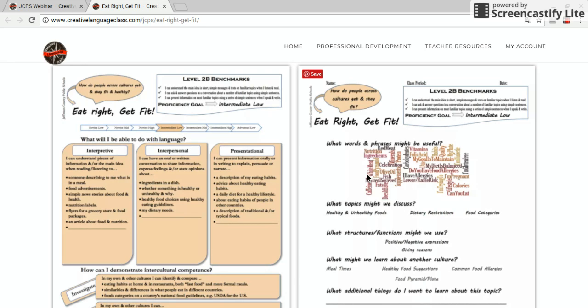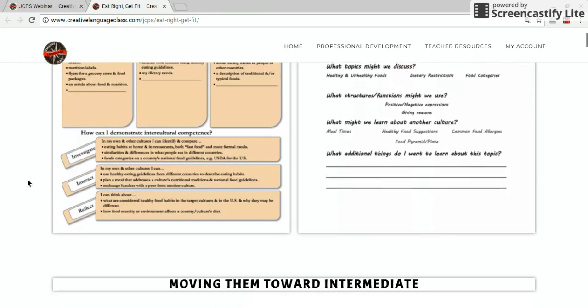So let's get right into it. I think the most important thing when looking at any unit is focusing on that proficiency goal. There's always a ton of vocabulary to learn and grammar to touch on, but I think we've got to look at where our kids are and where we want them to be. The goal for this unit is to get the students to intermediate low on this topic of eating right and getting fit.